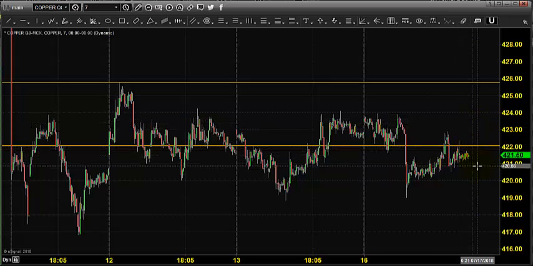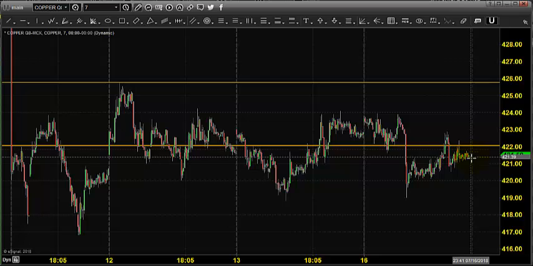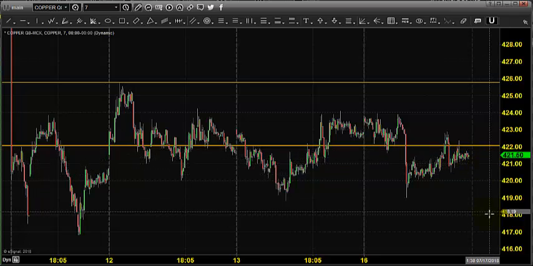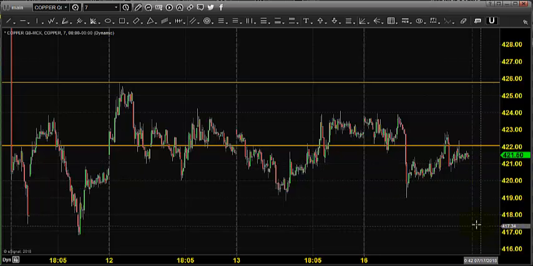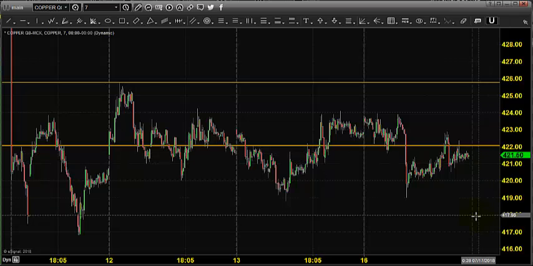Today also there is no change. You can go for buying in copper, maintaining 421 as a stop loss, and if the price comes down below 421, you can reverse your position to the selling side, expecting that the price can come down.